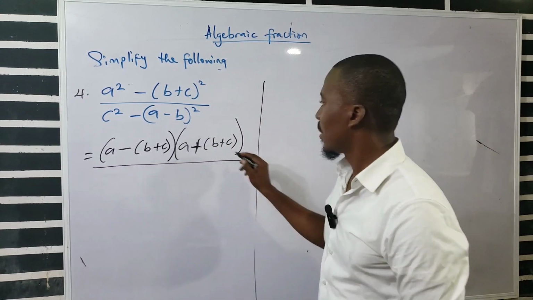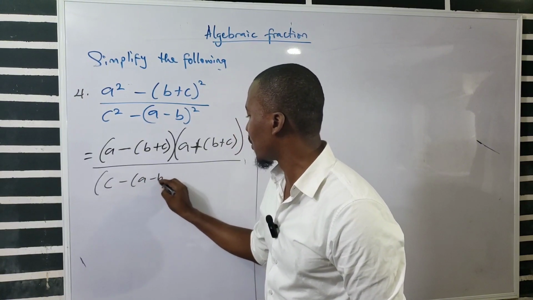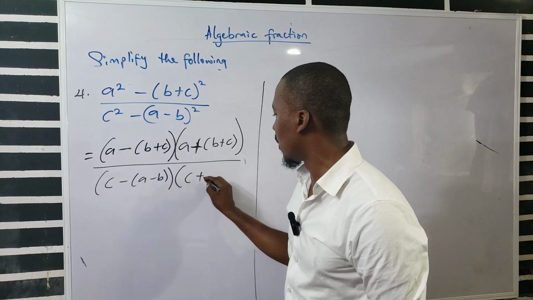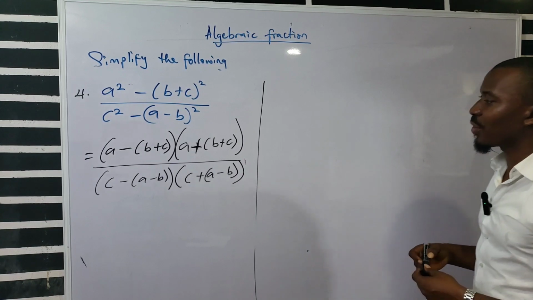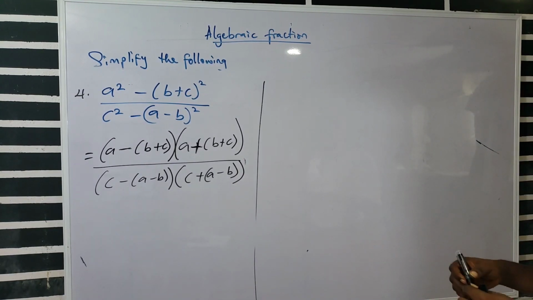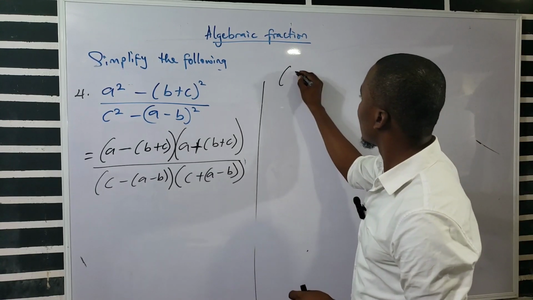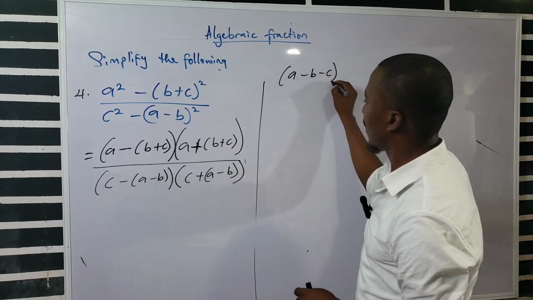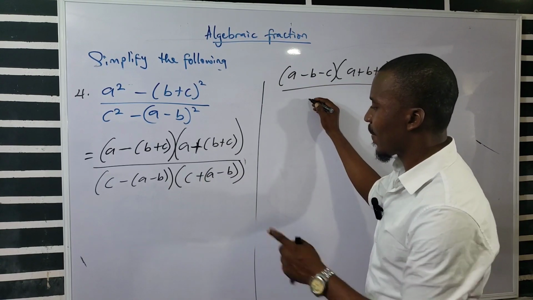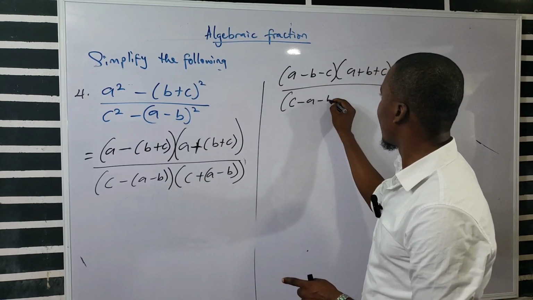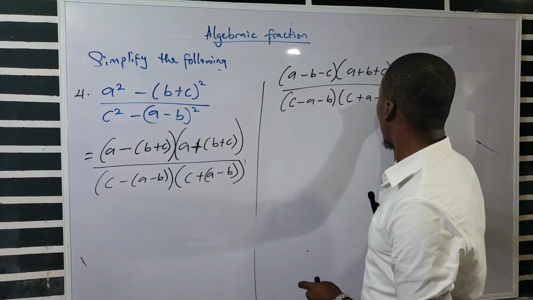So the next thing is to also do the same at the denominator: c minus a minus b into c plus a minus b. Okay, so we are going to open the whole bracket and see if we have anything that looks alike so that we can cancel it out. So that will give us a minus b minus c into a plus b plus c all over c minus a minus b into c plus a minus b.